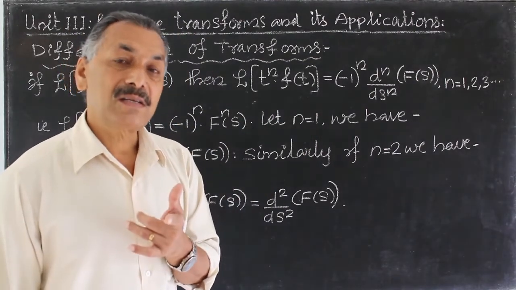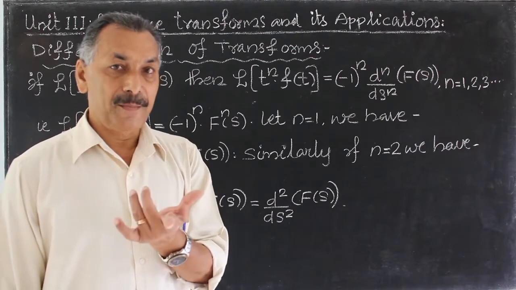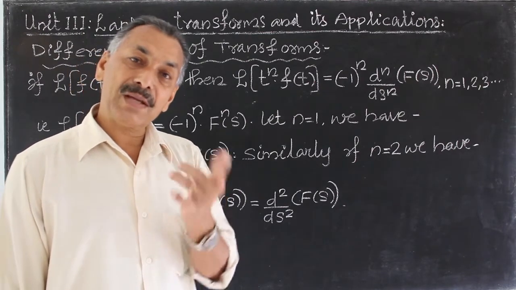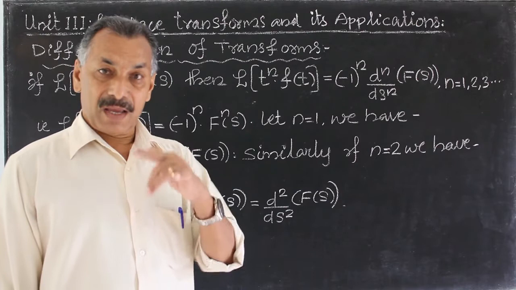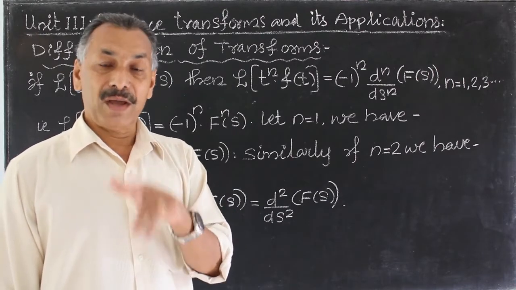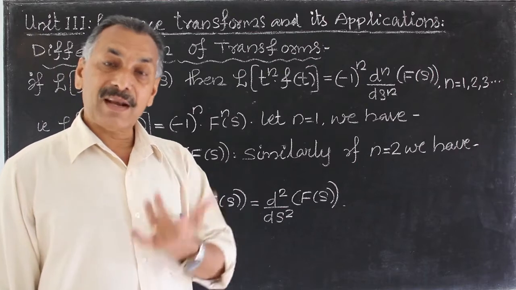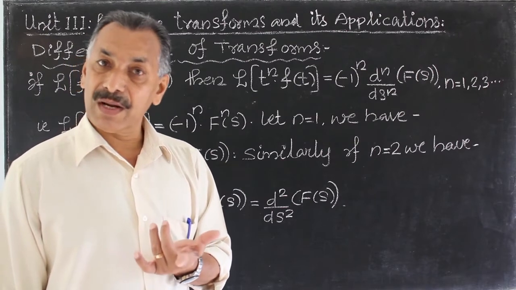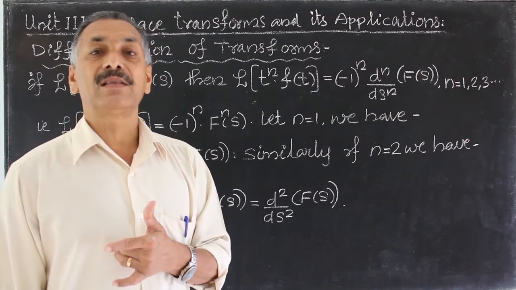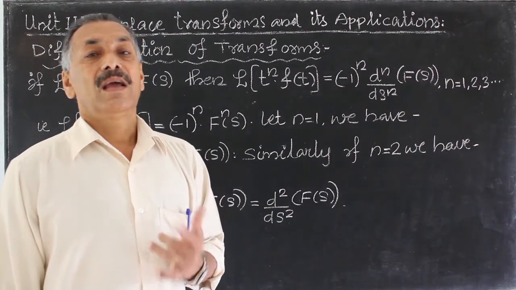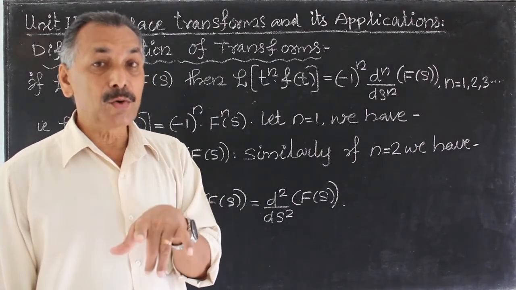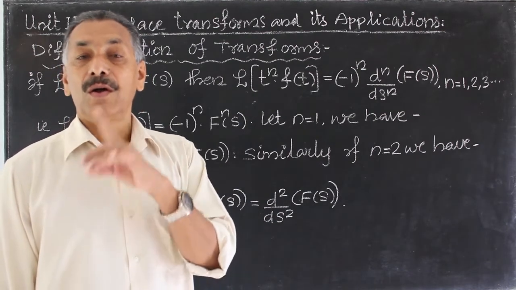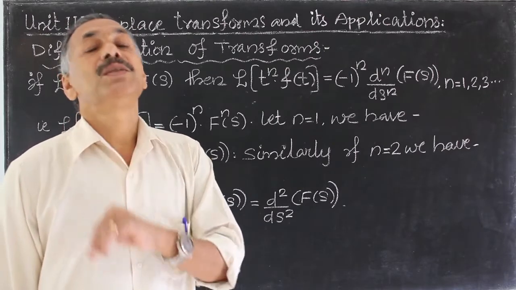What is L of y2 dash? L of y2 dash is equal to s square into Y minus s into y of 0 minus y dash of 0. Then L of y dash is equal to s into Y minus y of 0. L of y3 dash, the third derivative d cube y by dt cube, is equal to s cube into capital Y minus s square into y of 0 minus s into y dash of 0 minus y2 dash of 0.